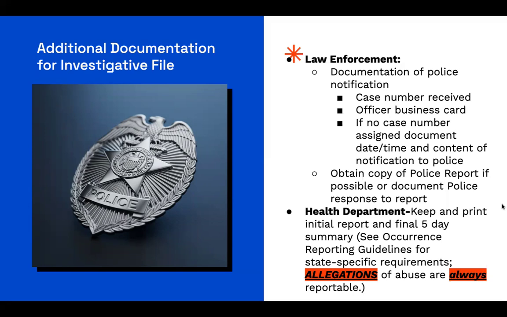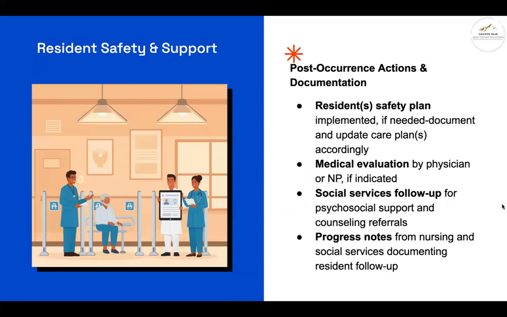As far as the health department goes, keep and print your initial report, your 5-day summary. If the health department calls and says, hey, we need XYZ more information, make sure you're keeping a timeline of that request and documentation. As far as post-occurrence actions go, you've got to have a resident safety plan implemented if it's needed, and make sure you document and update those care plans. They may need a medical evaluation by the physician or nurse practitioner or PA if that's indicated. If that's the case, ensure that you have that as part of your file. Any follow-up by social services and what they offered, ensure that's in the file. And then again, any progress notes from nursing, social services, IDT, etc.